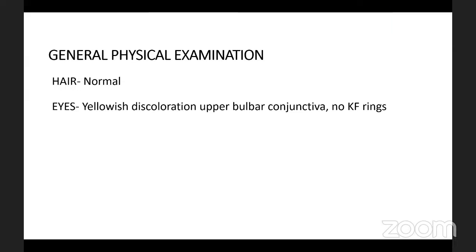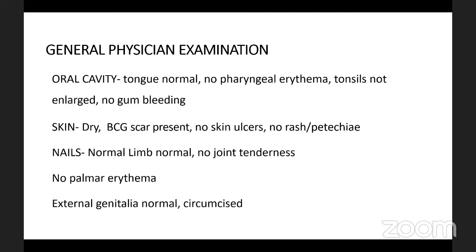General physical examination: hair normal, eyes yellowish discoloration of the upper bulbar conjunctiva, no KF rings present. Oral cavity: tongue normal, no pharyngeal erythema, tonsils normal, to rule out chronic disease or Wilson's involvement. No gum bleeding, as other causes like dengue may cause it in this case. No skin dryness, BCG scar present, no ulceration, no rash or petechiae, no pulmonary arrhythmias. External genitalia normal and circumcised penis.